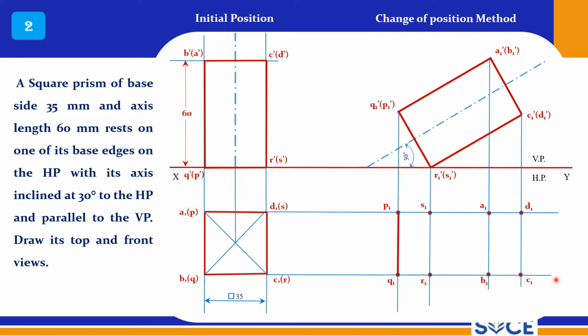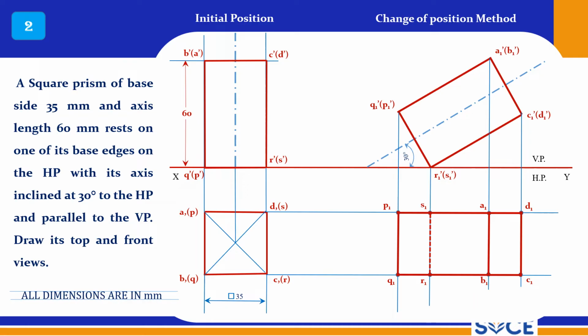So only 8 points I am getting here. All outermost points you connect with thick lines without any hesitation. A1, B1 is visible, draw a thick line, and S1, R1 is not visible, draw a dotted line. So this is your final top view, right?